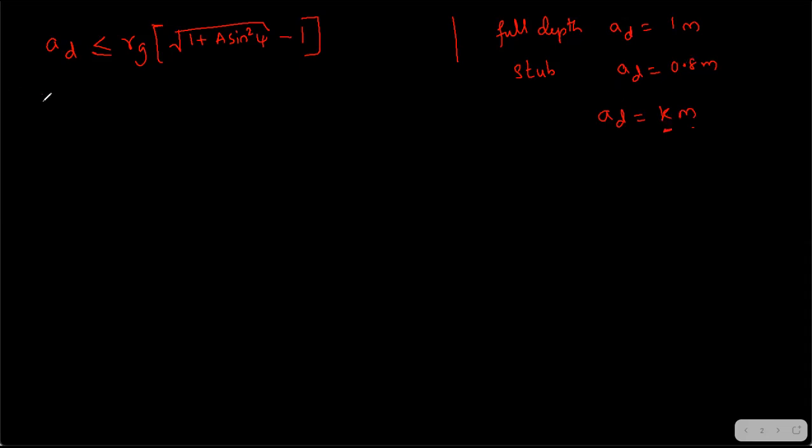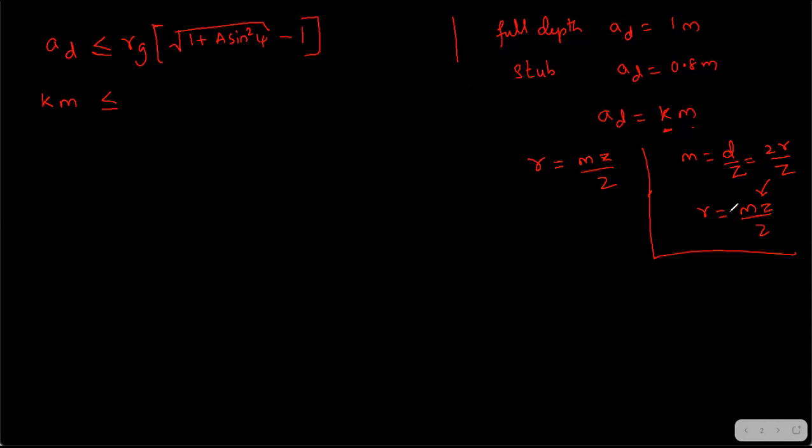Okay, so here I'll write k times module is less than or equal to, what can r be written as? R is equal to mz by 2. Where did I get this from? I got this from module is equal to d by z. D is equal to 2r by z and r is equal to mz by 2. So the pitch circle radius of Gauss is m times z of Gauss divided by 2, and you will get the formula as the square root of 1 plus a sine square psi minus 1.